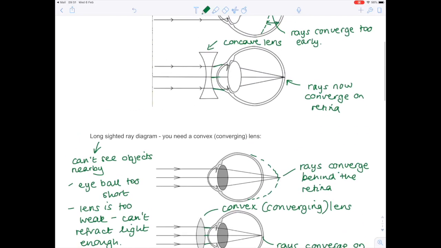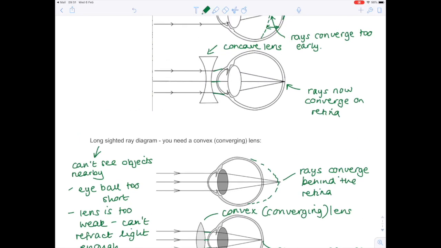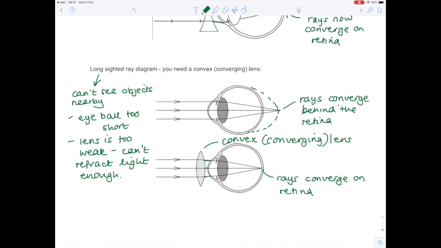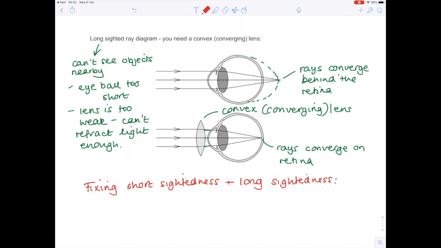So look at the different types of lenses we have. The concave lens helps to diverge the rays, bring them out. The convex lens helps to bring the rays in. So in terms of correcting short-sightedness and long-sightedness, obviously we can see here you use lenses in glasses or contact lenses.